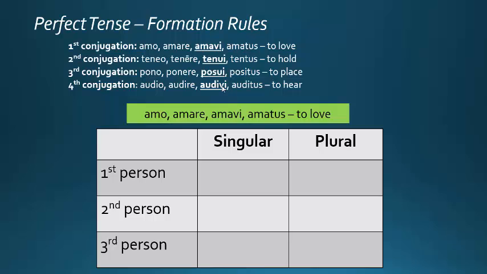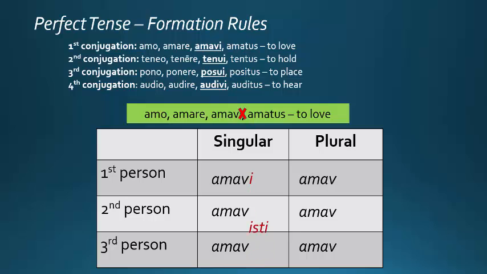for the fourth conjugation. So all we do is we use the third principal part to find our base. We take off the I, and then here's our base, and we add our personal endings: -i, -isti, -it, -imus, -istis, and -erunt. So now you've correctly conjugated a verb in the perfect tense.